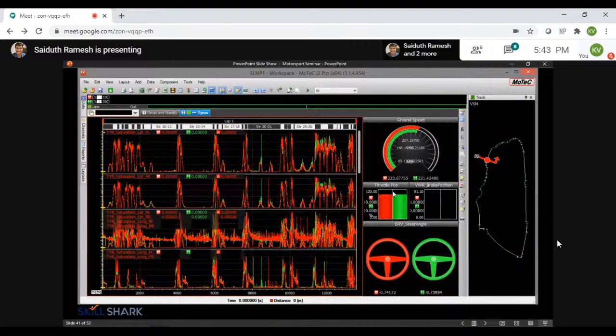There's actually a comparison between two laps. What I've done here is I worked with my classmates as a side project, and we did a race setup and a qualifying setup for a car around Le Mans.